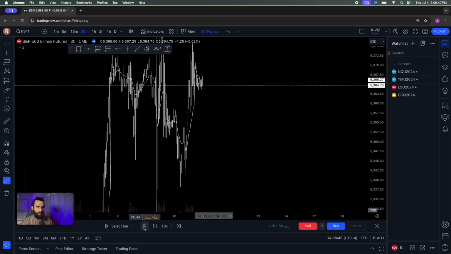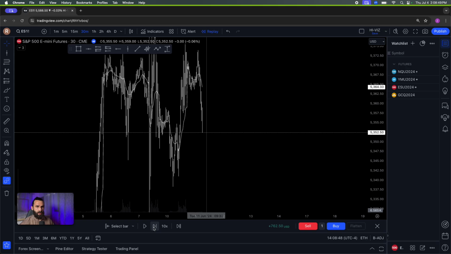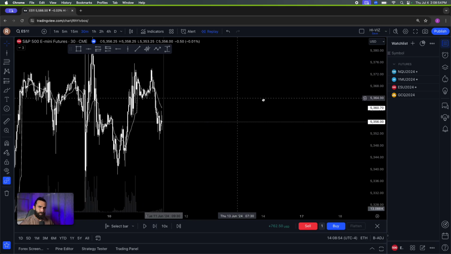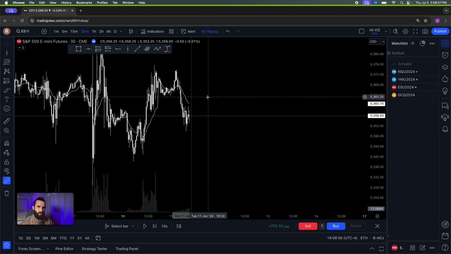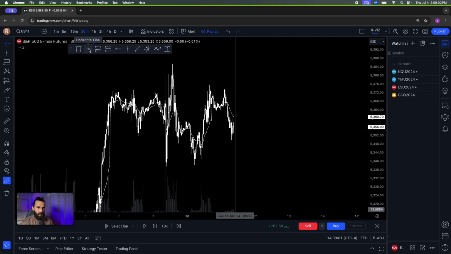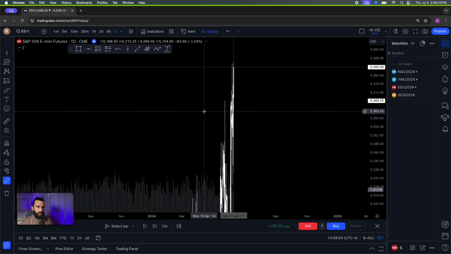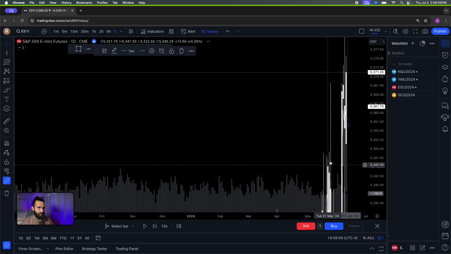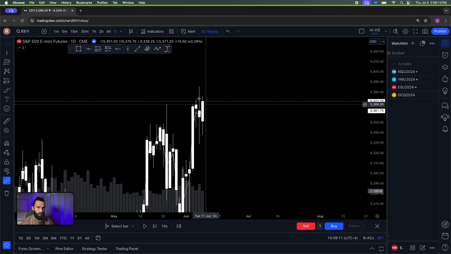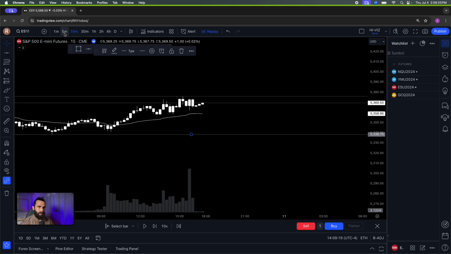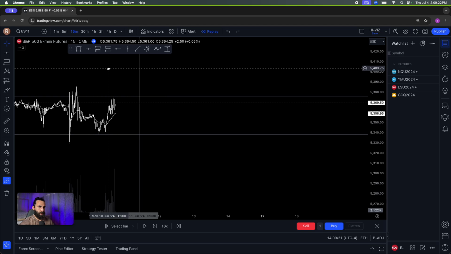Simple market structure, price action, horizontal levels, a little bit of volume, a little bit of VWAP. Let's go ahead and use prior day high and low on this. So if I look at the day, boom, prior day high, prior day low. Let's go ahead and jump back down to the 15 minutes so we can play this forward.